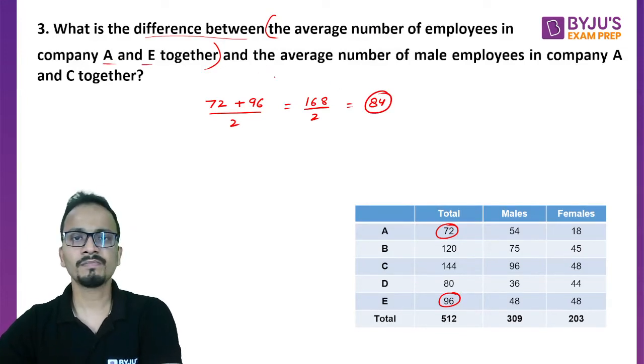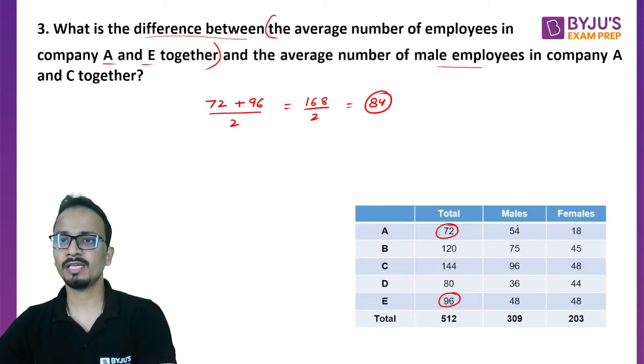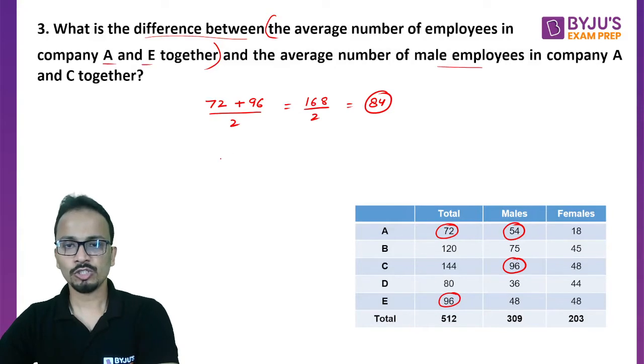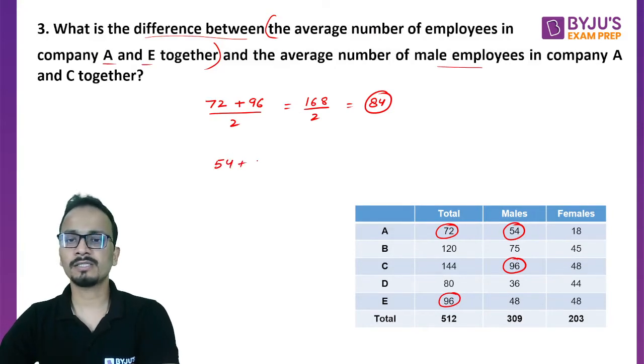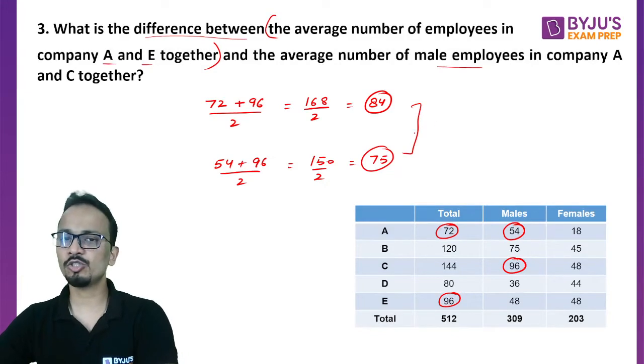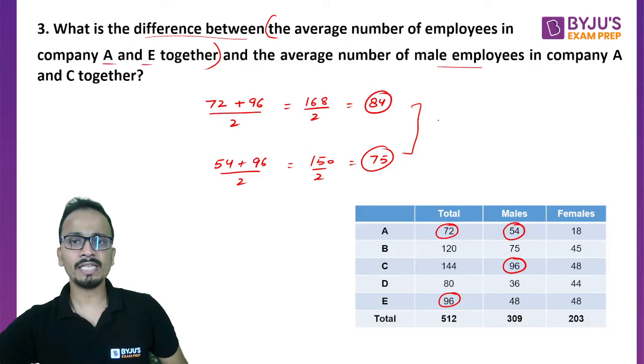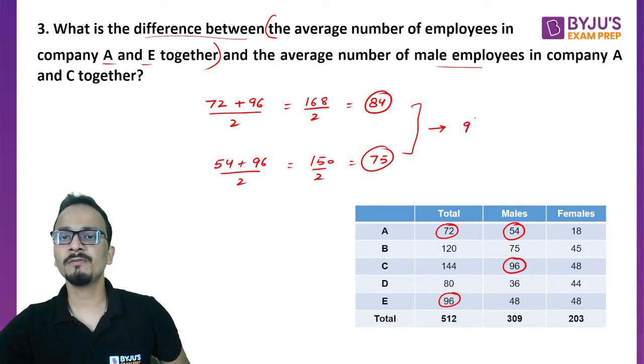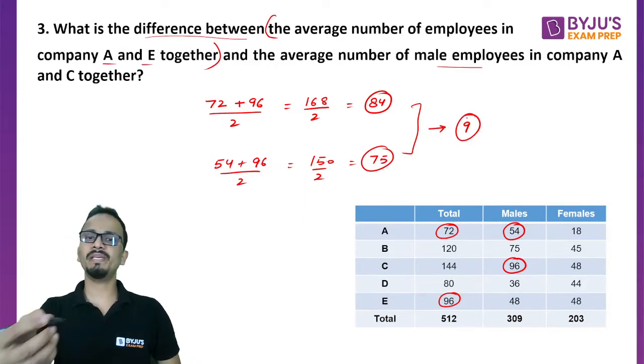The second is the average number of male employees in A and C together. So this is the number of males in A and C. That is 54 plus 96 divided by 2, which is 150 divided by 2, that is 75. So you have to look at the difference between these two values, 84 and 75. The difference is 9. So the answer for this question will be 9.